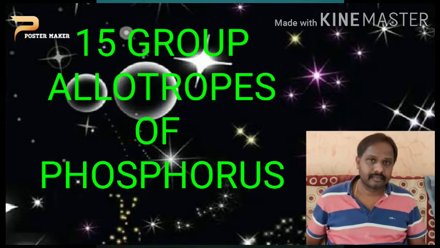When this red phosphorus is subjected to heating, we will get black phosphorus. Second, red phosphorus possesses an iron gray luster. No particular temperature is mentioned here.